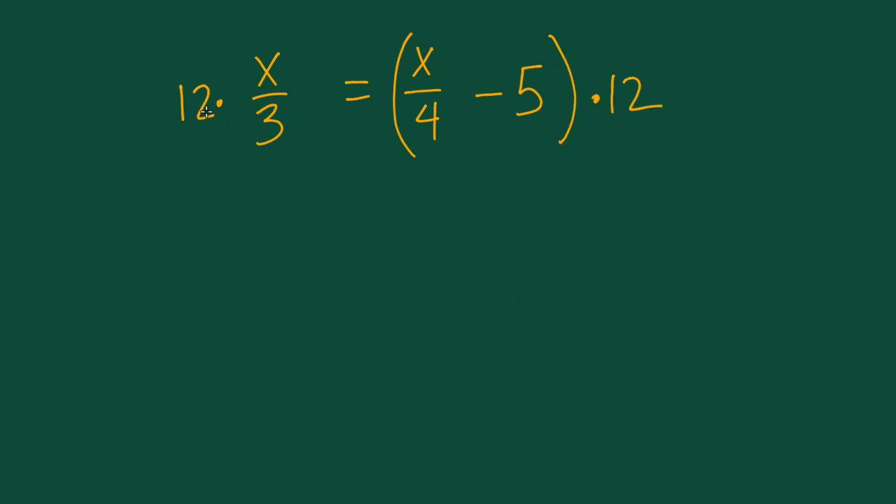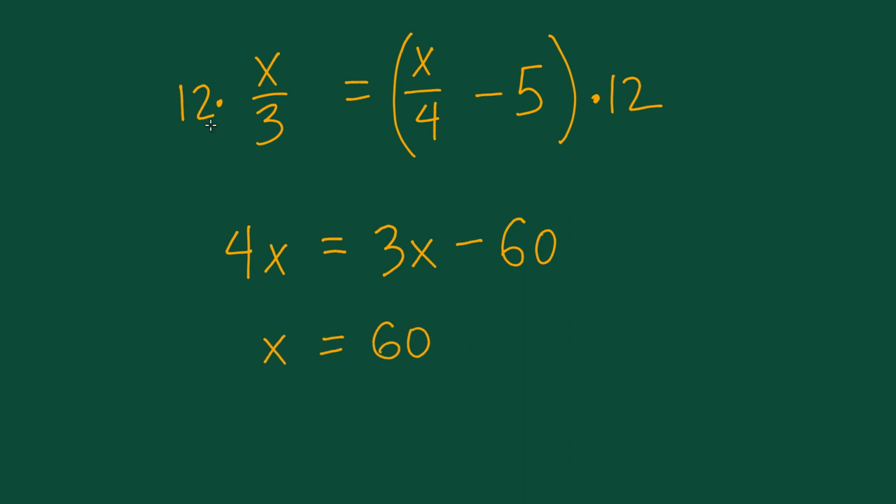Okay, so we have 12x over 3, and 12 divided by 3 is 4. So we have 4x. And then over here, we need to distribute the 12 in. So 12 times x divided by 4, 12 divided by 4 is 3, so we have 3x minus 12 times 5, which is 60. And then when we get here, it's very easy, okay? Minus 3x from both sides, we get x equals 60.